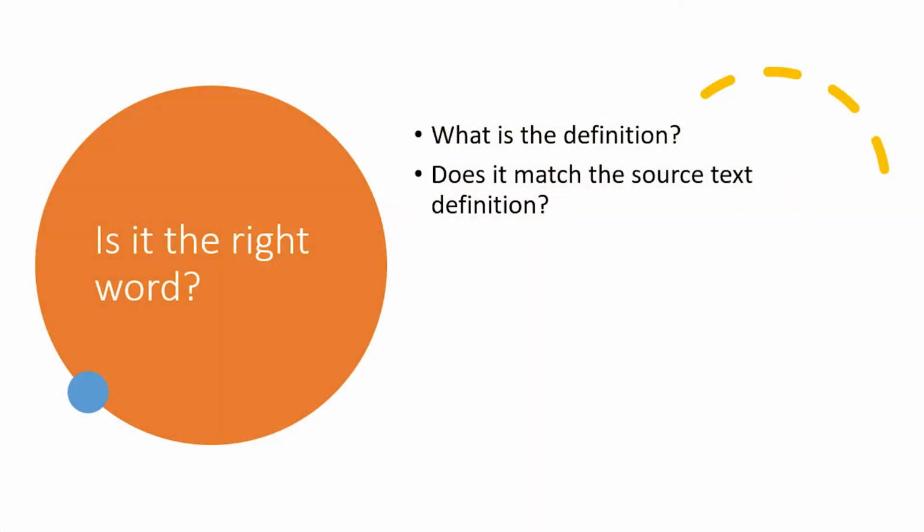Now, you don't have to do it every single time the word repeats. You have to do it for the first time that word shows up in the chapter. So, for example, the word spirit. If the word spirit shows up, what kind of spirit is it? It should match the definition of that source text and the proper word of spirit.